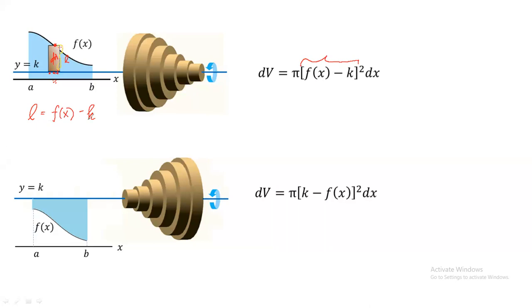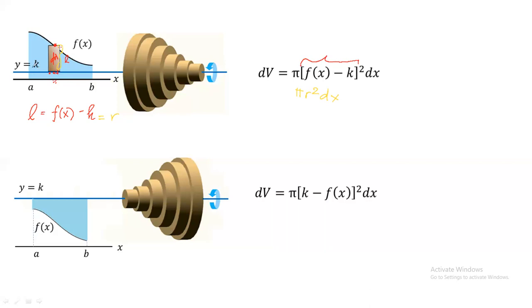The f of x minus k is the L that you are determining, and in this case, it resembles your R. So this is comparable to having pi r squared dx. In this case, class, you're still forming a disk, but the axis of rotation is not on the x-axis, but on this line y equal to k. You see the arrow here? It's being rotated on this particular axis, which is y equal to k.